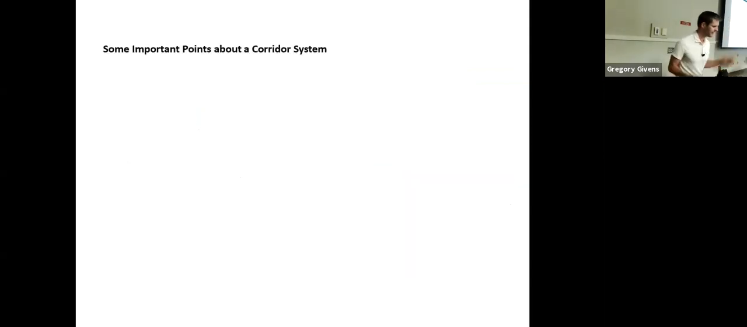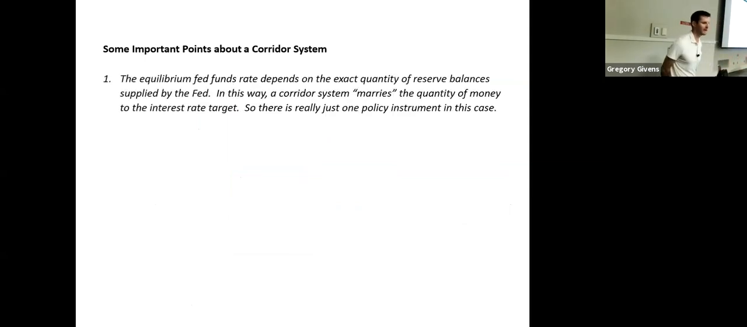Maybe I did. Okay. Let me finish class today by going over some important points about a corridor system that you need to know. And I'm going to want you in the next class to contrast these with the points that are going to emerge in a floor system. Okay? One thing that I think is important about a corridor system is that the equilibrium funds rate is going to depend on the exact quantity of reserve balances supplied by the Fed. In this way, a corridor system effectively marries the quantity of money to the interest rate target. So there's really just one policy instrument.